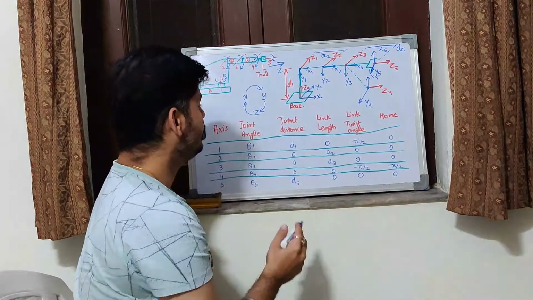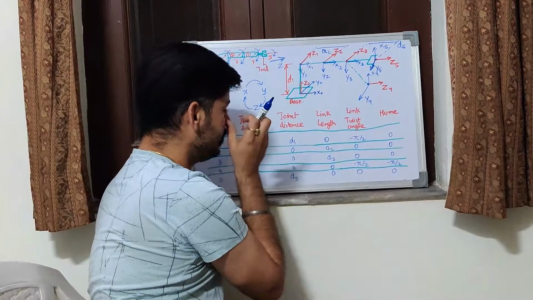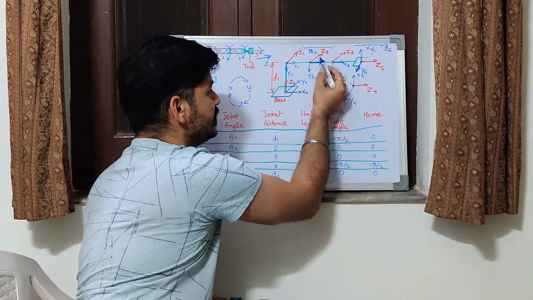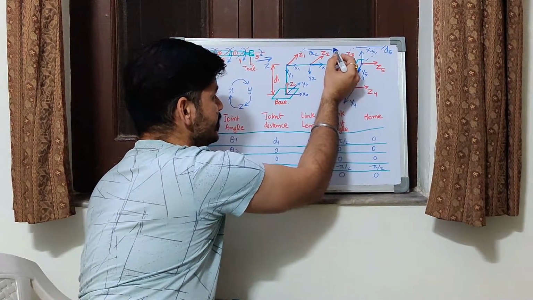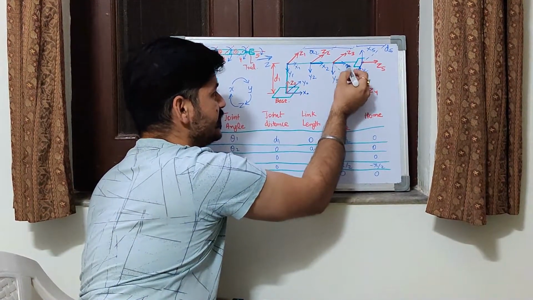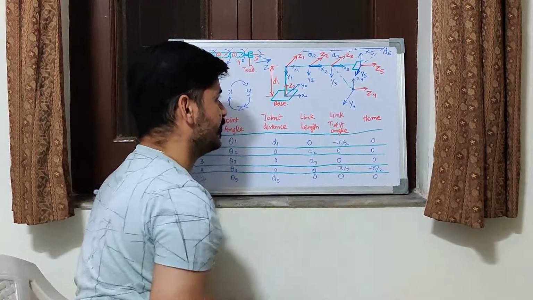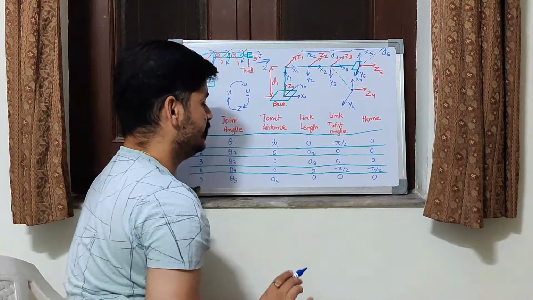Right. So now moving on to the next link length. Along x3, is there any distance between z2 and z3? Yes, you can see here this is the distance between z2 and z3 along x3. Now this can be written as a3, right? So a3 is the parameter.